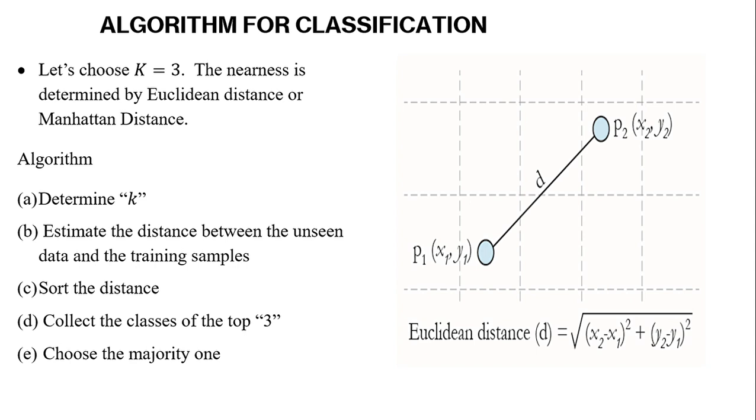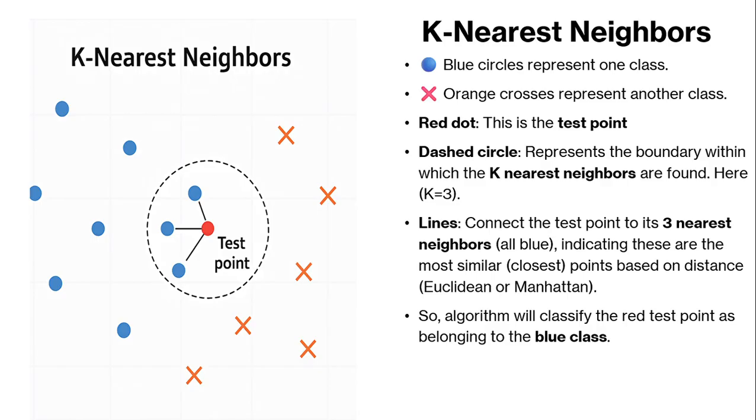The next thing is to estimate the distance between the unseen data and the training samples. The test data is the unseen one that I want to use to predict. Then we sort the distances, collect the classes of the top 3 in the case of K equals 3, and choose the majority one. On the right-hand side is an example of the distance between 2 points P1 and P2, and the Euclidean distance formula is displayed.